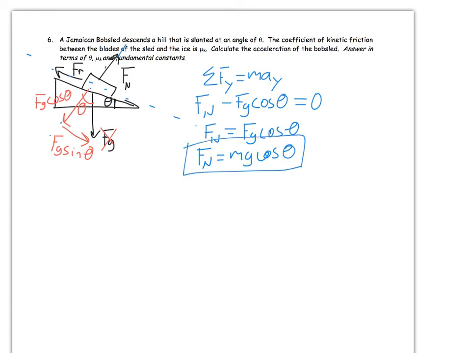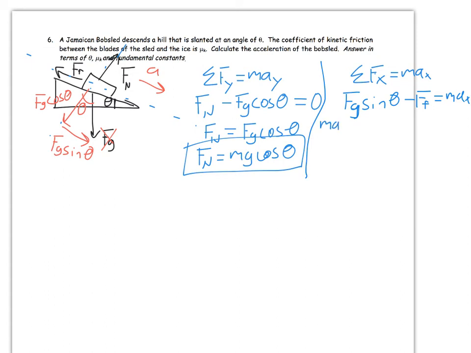In the x direction, summing the forces in the x, we have the x component now of our force of gravity, which is Fg sine of theta, minus our force of friction, and that's going to be equal to m times our x acceleration. We are going to be accelerating down the incline in this case. I'm going to make two substitutions here. I'm going to say that Fg is just mg.